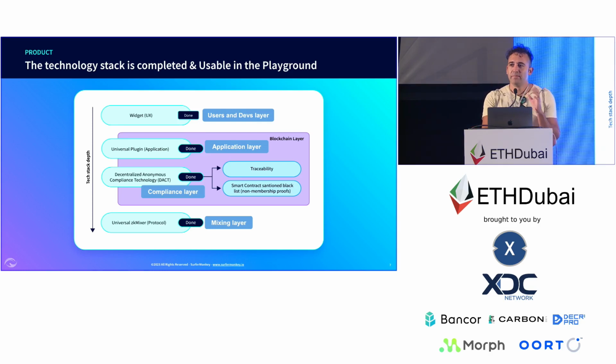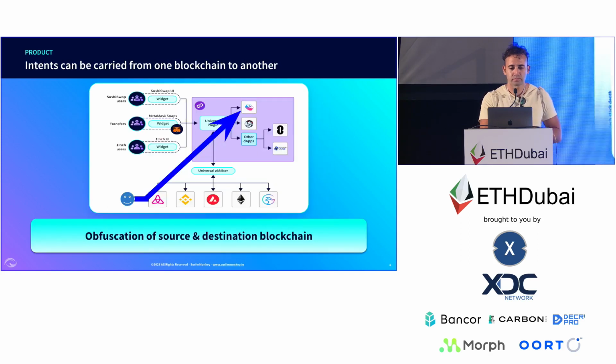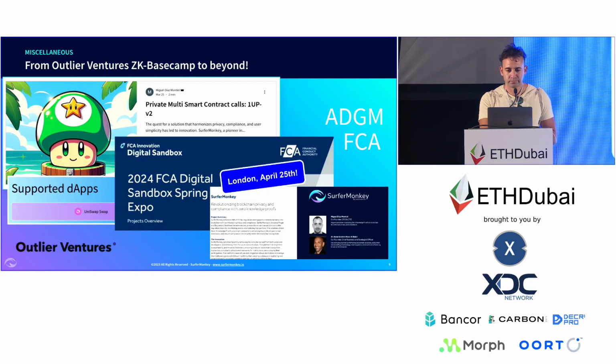On top of that, we have the application layer. This is the universal plugin, which allows us to call any smart contract, any app, and any function. And on top of that, we have the widget for user experience, which allows users and developers to easily interact with our protocol. In essence, we can also carry intents from one blockchain to another. So we have a user in Taiko. It creates the intent in Taiko, but this intent can be settled in Polygon to create a swap via SushiSwap. And we're obfuscating the source and the destination blockchain as well.